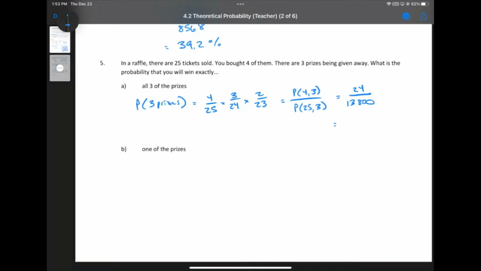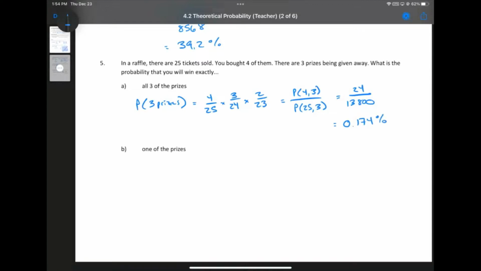And 24 out of 13,800 is 0.00174. Multiply that by 100%, and you get 0.174%. Now that's pretty low, but I mean, think about it.